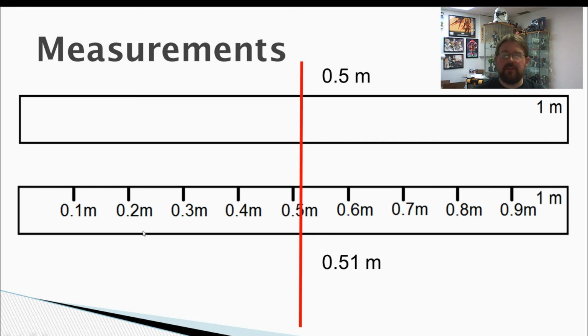But if we look down here at this meter stick, we can see that the line goes just a tiny bit past 0.5. So I know this 5 is definite. That is absolutely known. If the line is between 0.5 and 0.6, that 5 is absolutely known. The 1 here is my final estimated digit because it goes slightly past that. Okay? This has what we refer to as two significant figures.